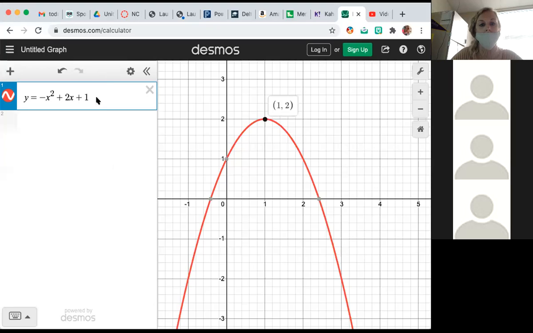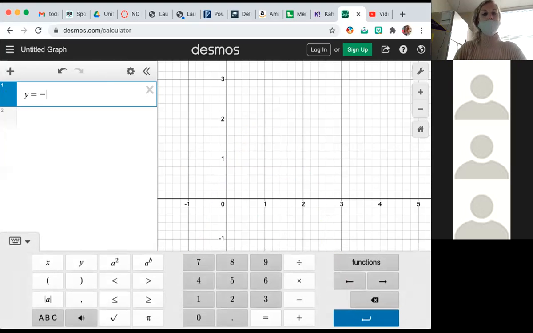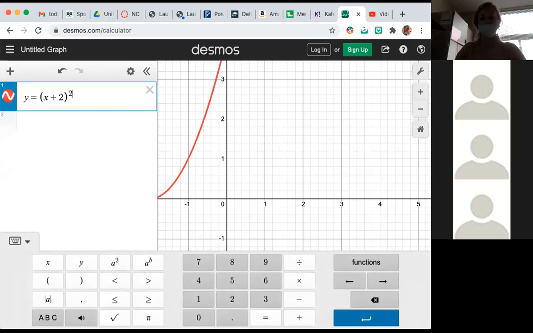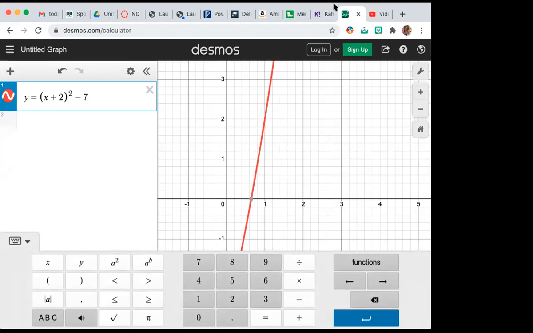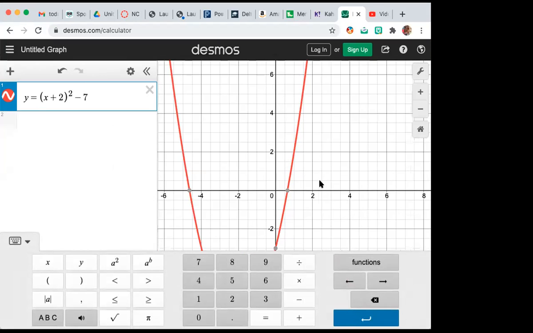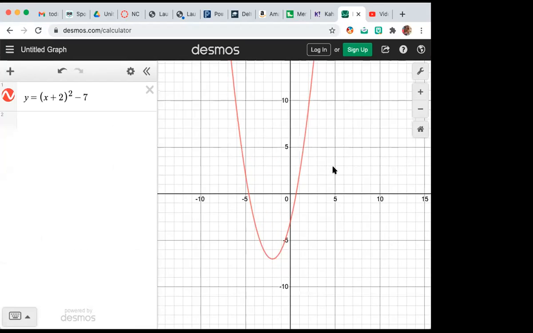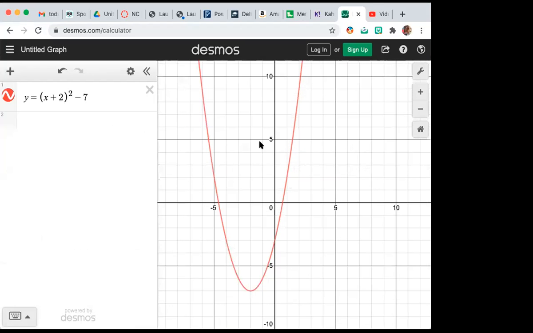I'm going to share my screen. And we're going to put in y equals parentheses x plus 2 squared minus 7. I'm going to minimize y'all again. Can I see the whole U? No, so you need to zoom out till you can. I need to be able to see the bottom and then the X and Y axis. So does it look good now? Okay, good. All right, what did my question ask me for again?